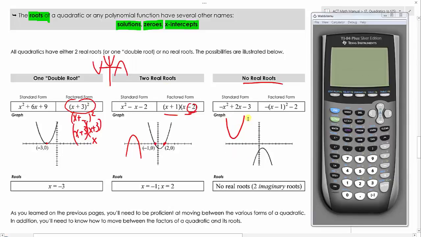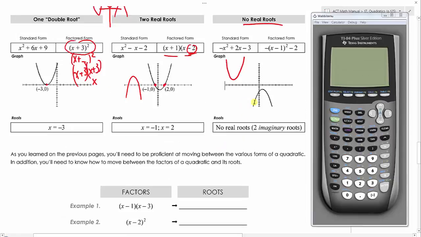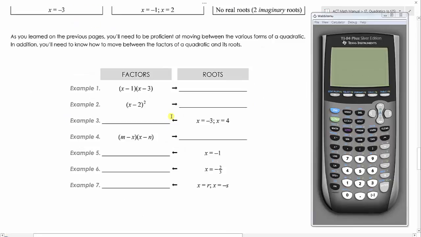When we say no real roots, it means that the parabola does not intersect the x-axis at all. So those are our three types of scenarios we can run into when we're finding roots of a quadratic. Now you will need to be very proficient at working back and forth between factors and roots. If you want to go ahead and run through 1 through 7 on your own real quickly to see how you do, go ahead and do that now. I'm going to run through this really quickly.